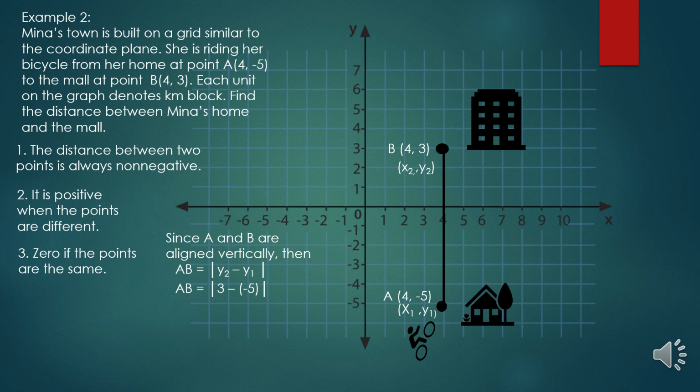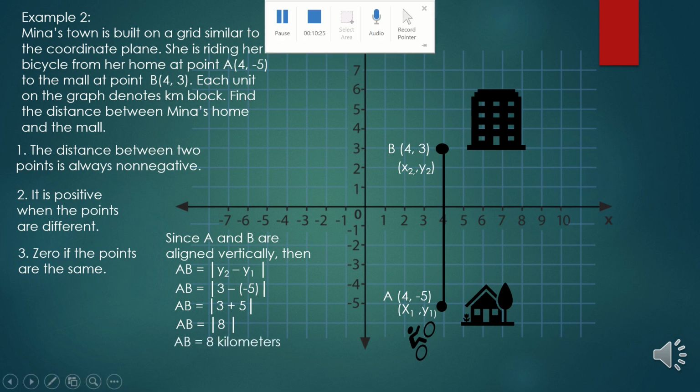Okay, so this involves subtraction of integers. So you will change the sign of negative 5 because it is the subtrahend, then proceed with the process of addition. Therefore, AB now is equal to the absolute value of 3 plus 5, which is equal to the absolute value of positive 8, and that is equal to 8.